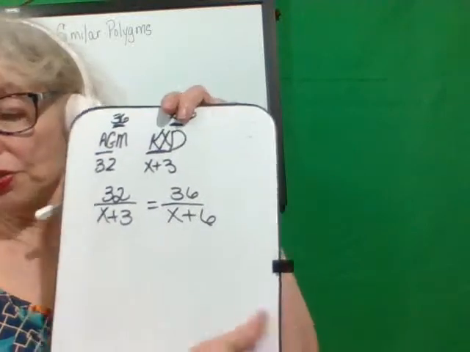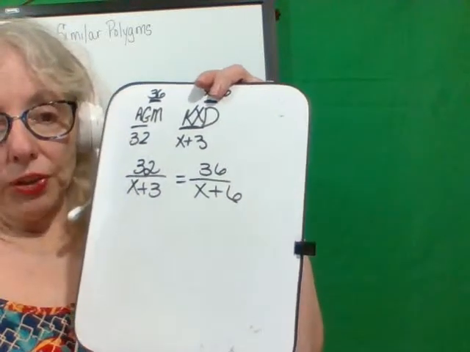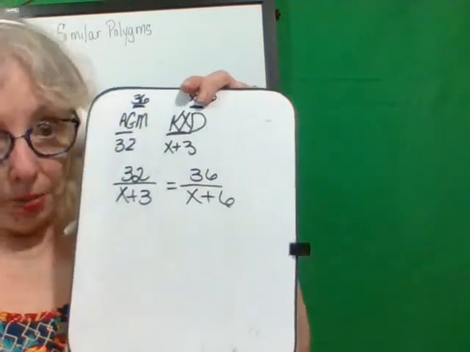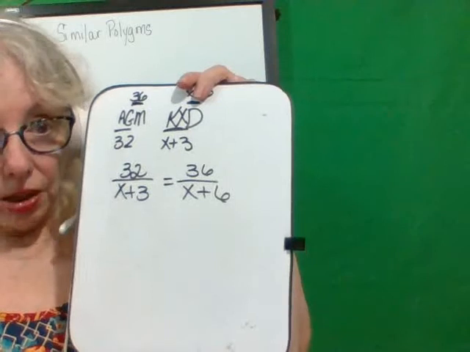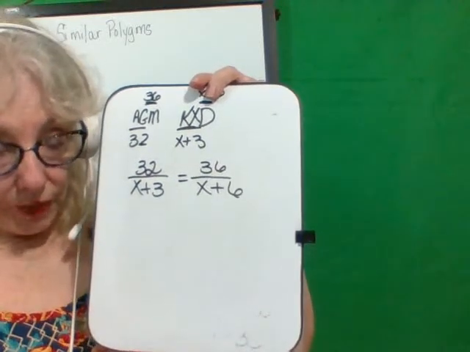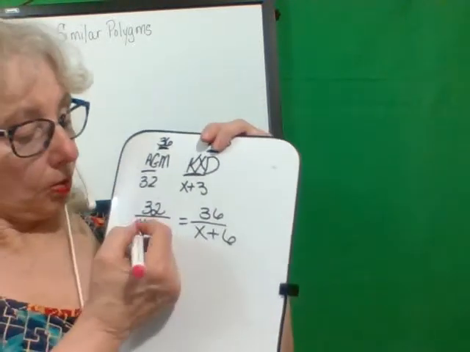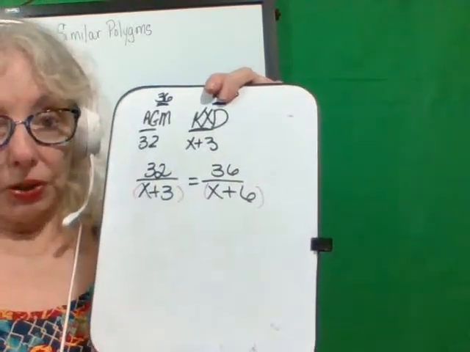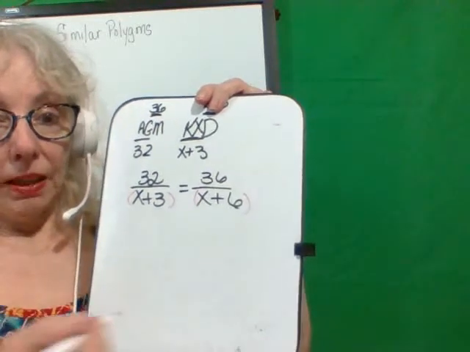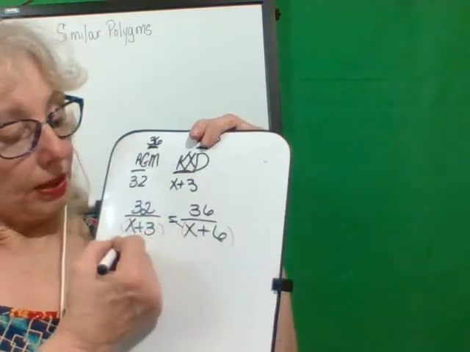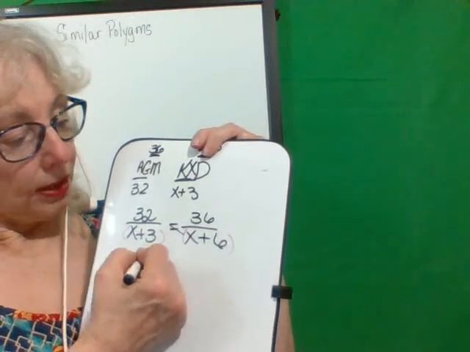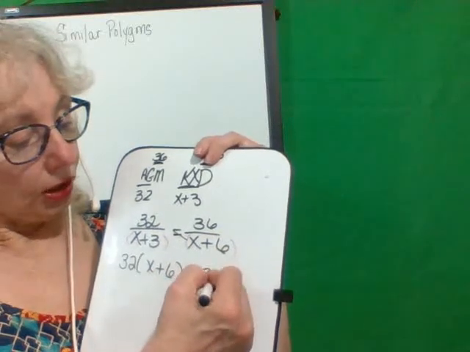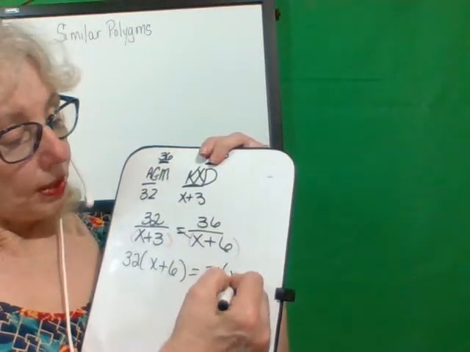Remember that I told you yesterday that when you have two things down below, you have to use parentheses. It's not optional. They're mandatory. Otherwise, you're going to end up with the wrong answer, and you don't want that. So I'm going to put my x plus 3 in parentheses. That way, I'll remember to use my distributive property. So if I cross multiply, I get 32 times x plus 6 is equal to 36 times x plus 3.